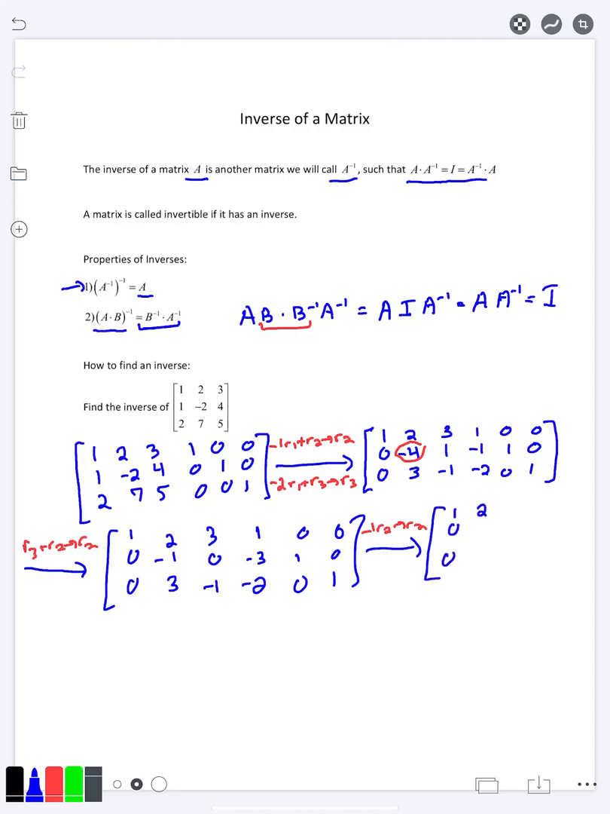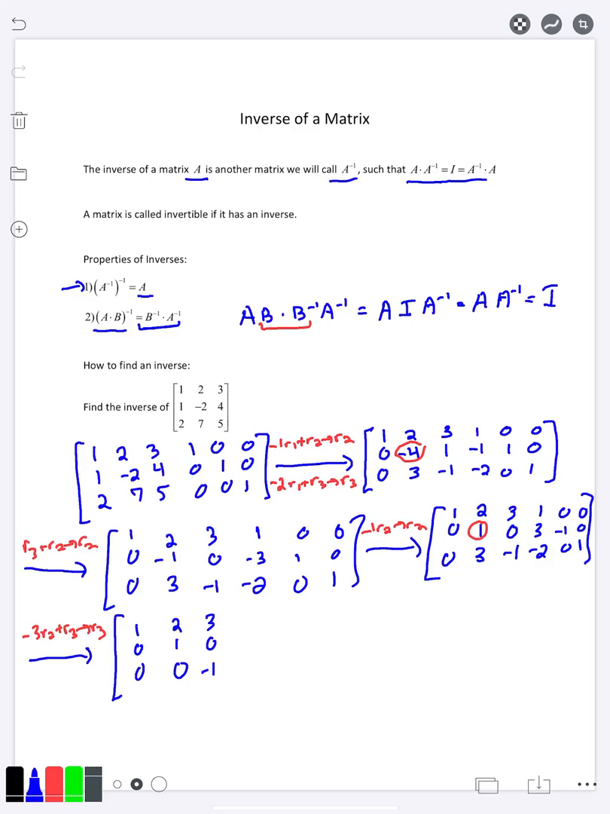Now, you didn't have to follow these exact same steps that I'm doing here. You could have used fractions. There's nothing wrong with that. It's just a bit more of a pain here. Regardless, we get a 1 in that spot. And then we know we want to get a 0 below it. So I would do negative 3 row 2 plus row 3 goes to row 3.